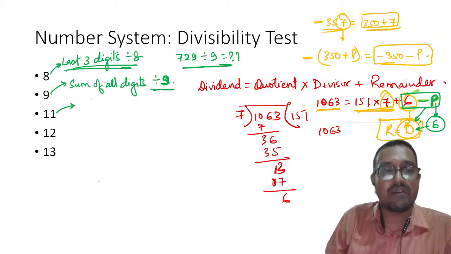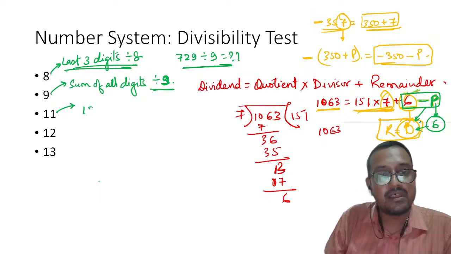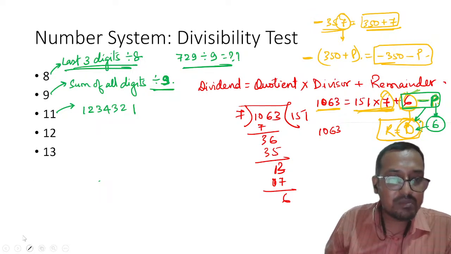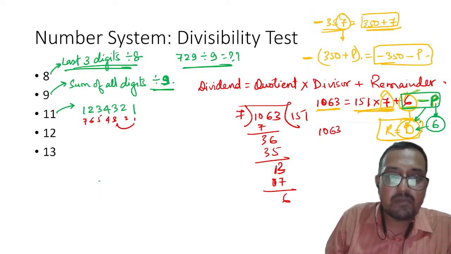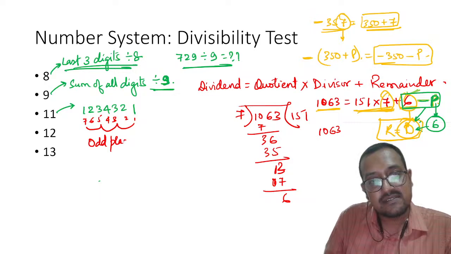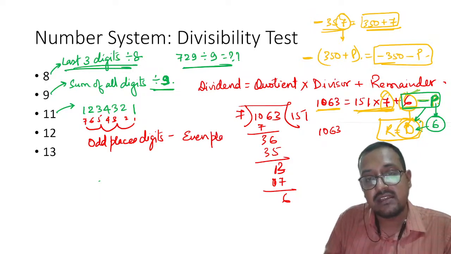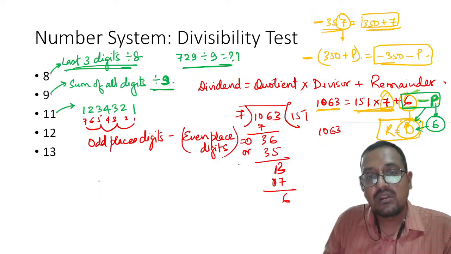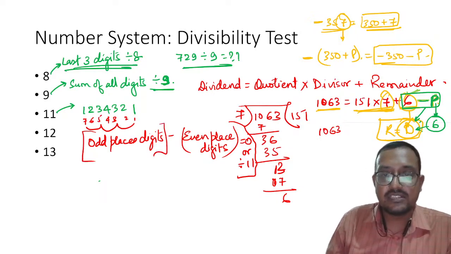What about 11? Please remember what you have to do over here. Here you have to number the digits by odd and even. For example, 1, 2, 3, 4, 3, 2, 1, right? So what you have to do here, you have to number these 1, 2, 3, 4, 5, 6, 7. You have to take up all the odd place digits minus even place digits. Place I am saying, not digits, right? Even place digits should be divisible by 11. Should be equal to 0 or divisible by 11. Is it clear? Should be 0 or divisible by 11.